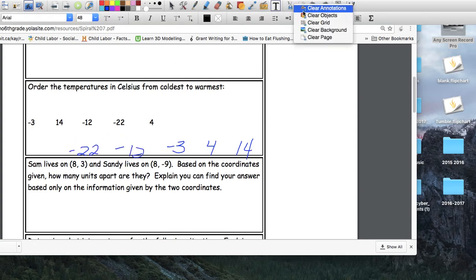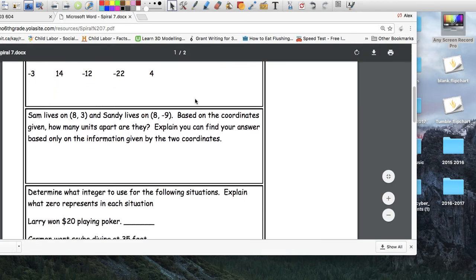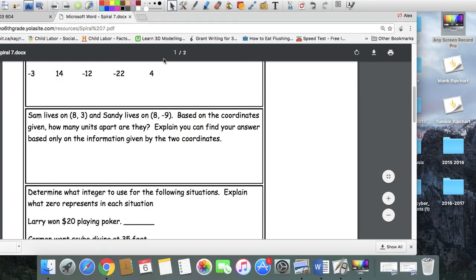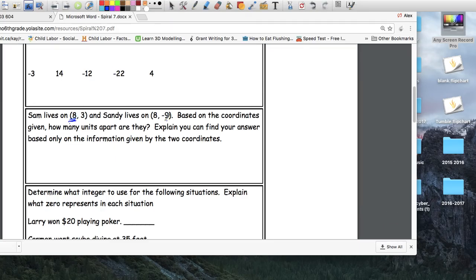Where am I? Let me move this. Sam lives on 8 and 3, and Sandy lives on 8 and negative 9. Based on the coordinates, how many units apart are they? Explain how you can find your answer based only on the information given by the 2 coordinates. Well, I know for sure that they both share the x-coordinate 8. There are 8 spaces to the right of 0.